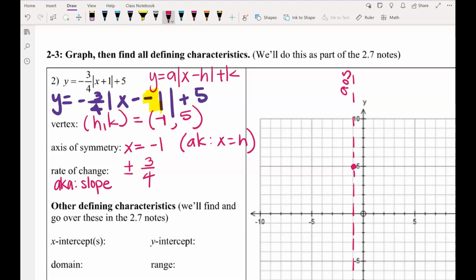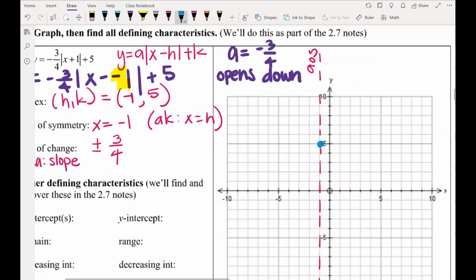Now, what is the a value? Positive or negative? Negative 3/4. So how is it going to open? Opens down. You're right. So we are going to use the slope from the vertex to graph the V. We already have the vertex. So let's start with the right side. By the way, if you wanted to, can you write negative 3/4 and then the other one could be positive 3/4? Would that be okay still?